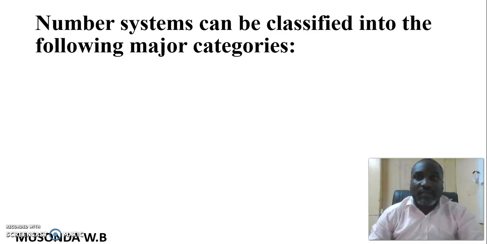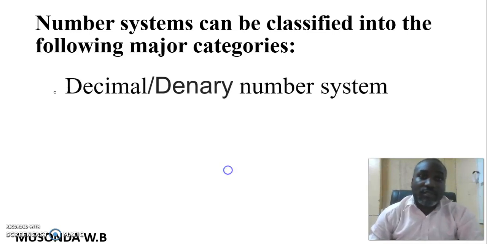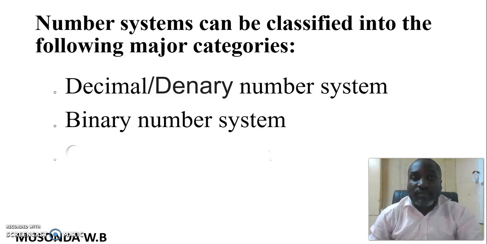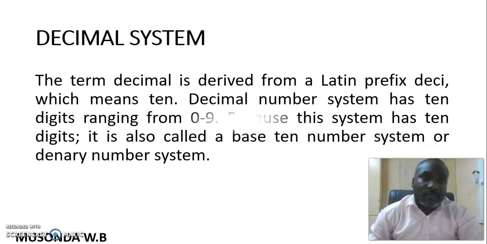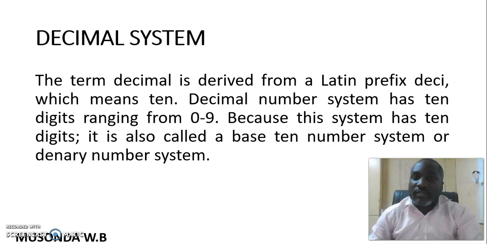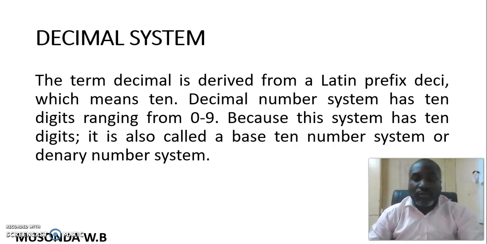Now, number systems can be classified into the major categories that we just looked at. So just to go through them, it's the decimal number system, the binary number system, the octal number system, and the hexadecimal number system. Now, the decimal number system, the term decimal is derived from a Latin prefix, deci, which means 10. The decimal number system has 10 digits which range from 0 through to 9. Because this system has 10 digits, it's called the base 10 number system.